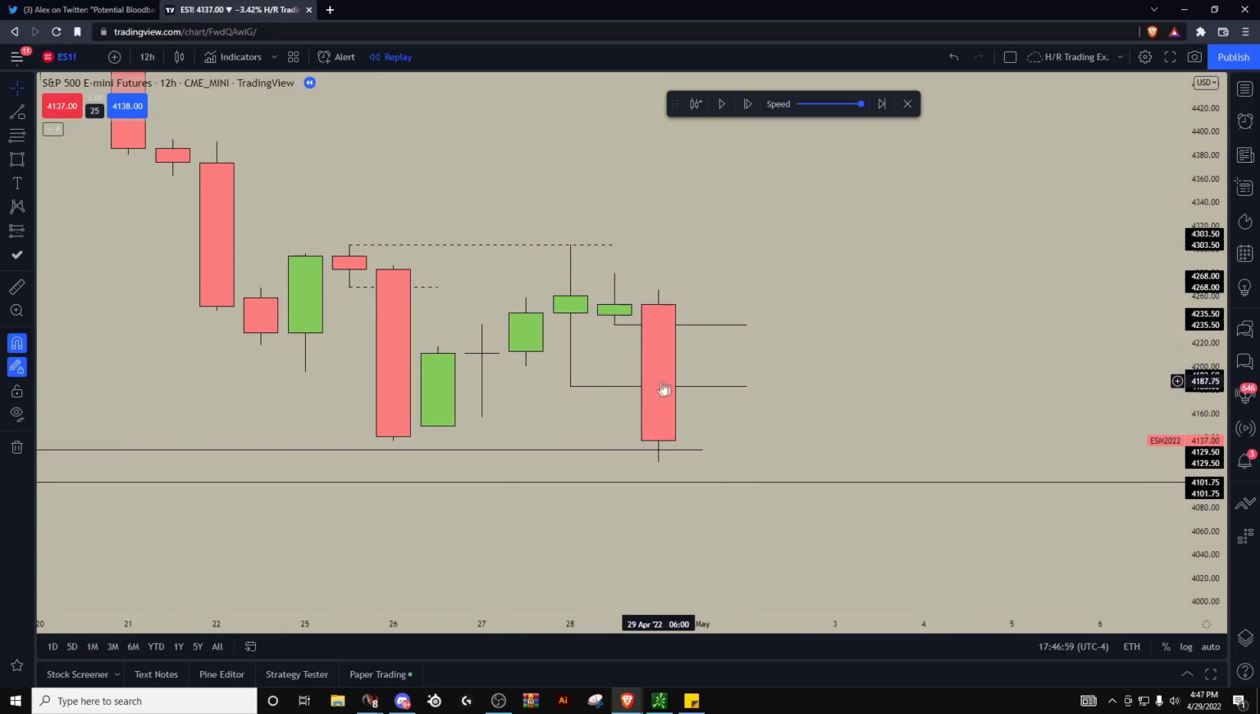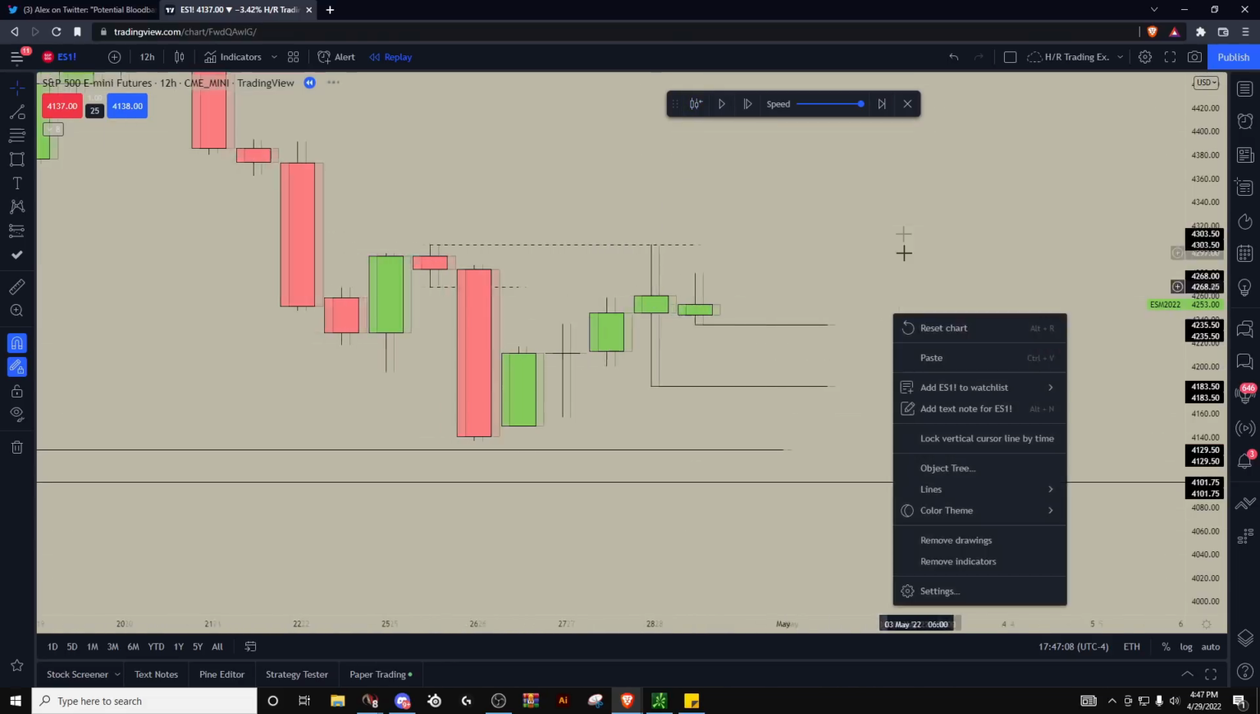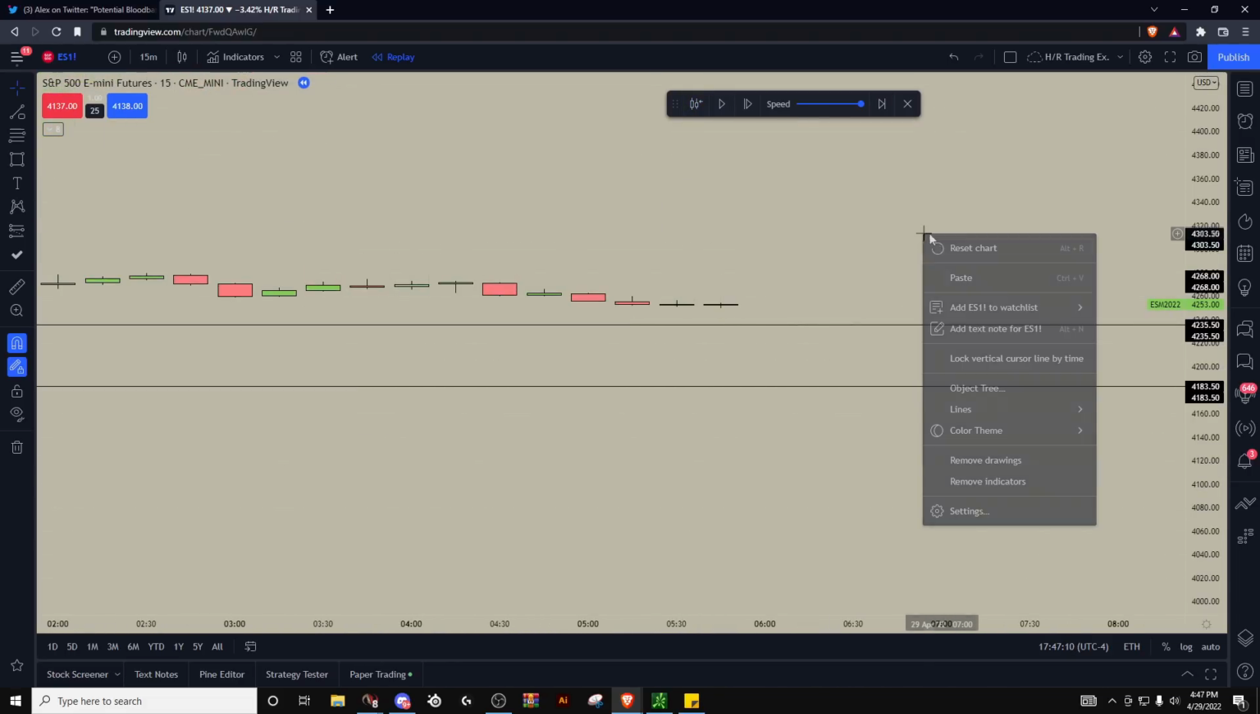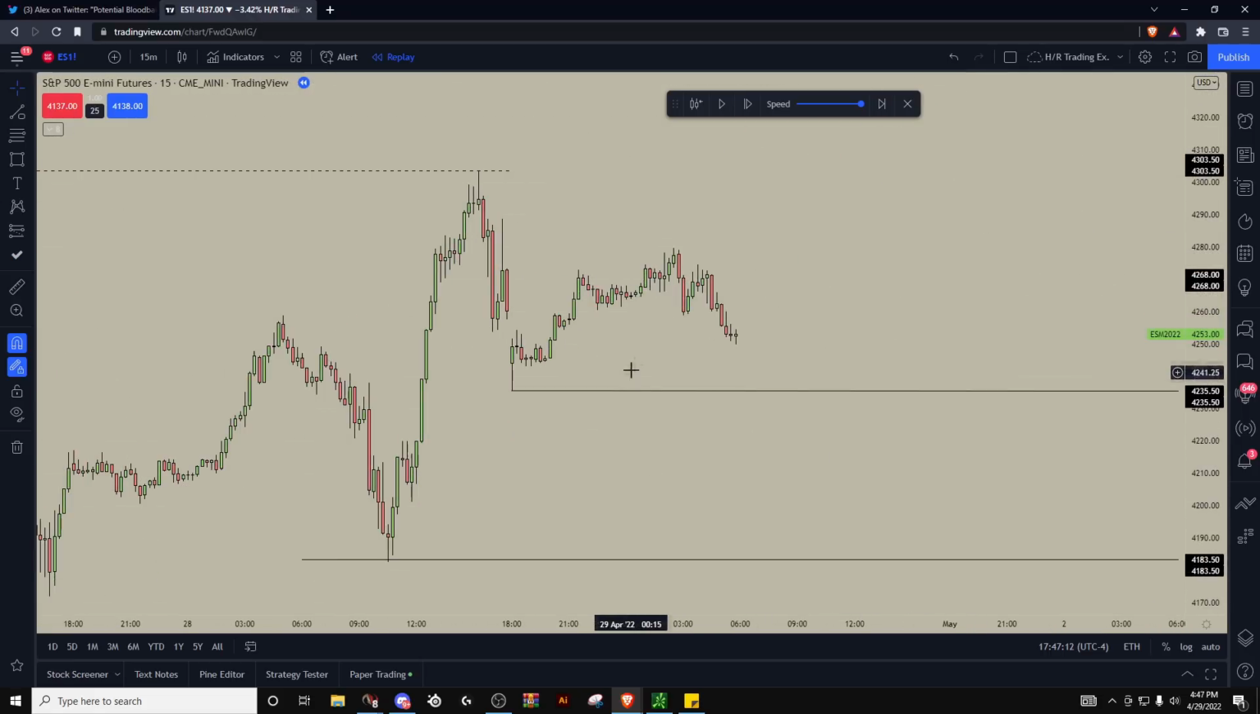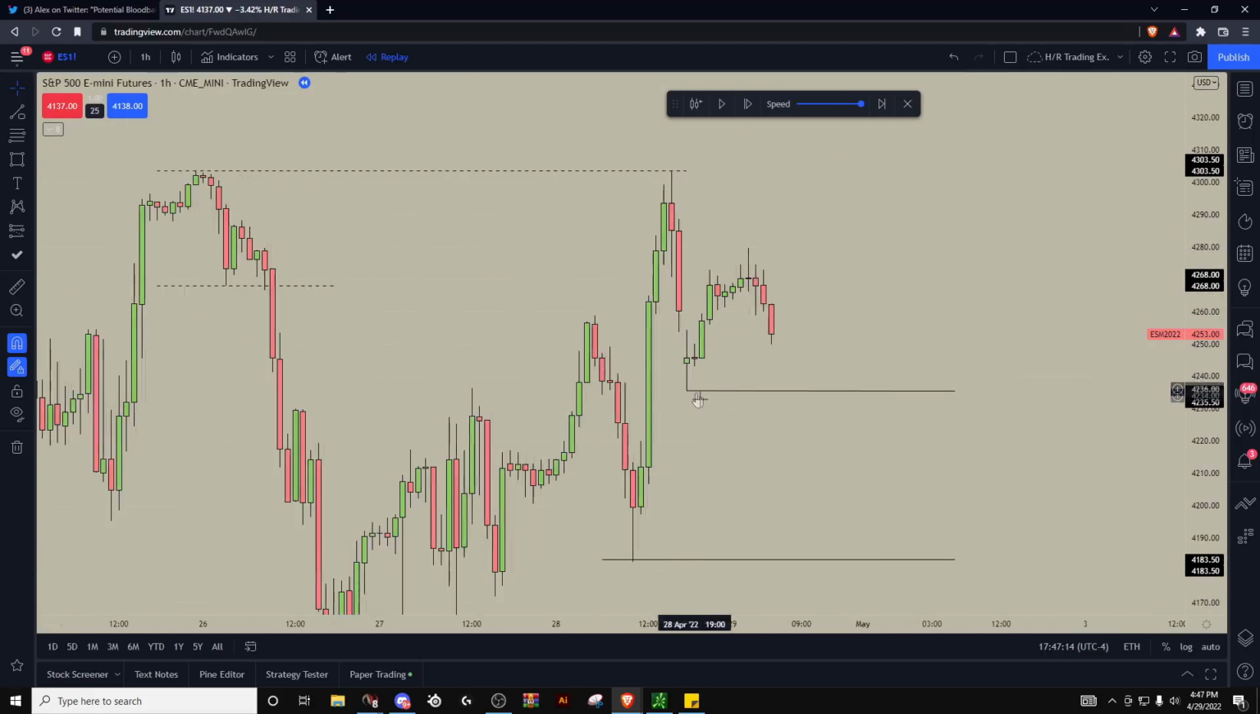We have everything pointing down, and we want to short, anticipating that this is going to trigger to the downside. So now, let's jump back into replay mode. Go to a 15-minute. This is your bellwether chart when it comes to ICT. We'll actually go to an hourly first.